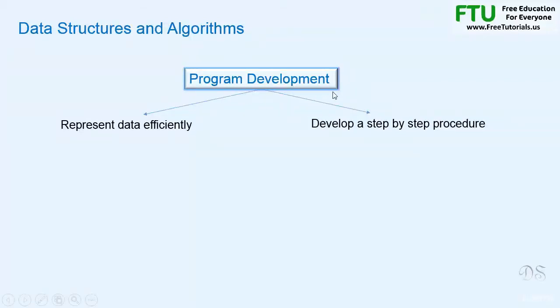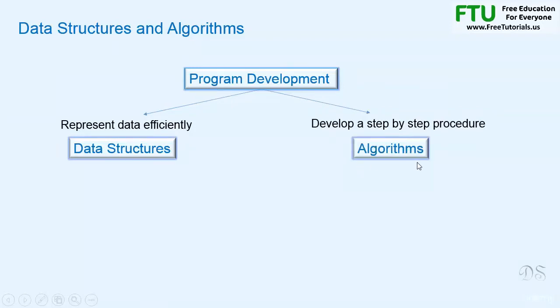The process of program development requires us to represent the data efficiently and develop a step-by-step procedure that performs a given task and can be used to implement a program. For this, we need to study data structures, and for this, we need to learn about algorithms.